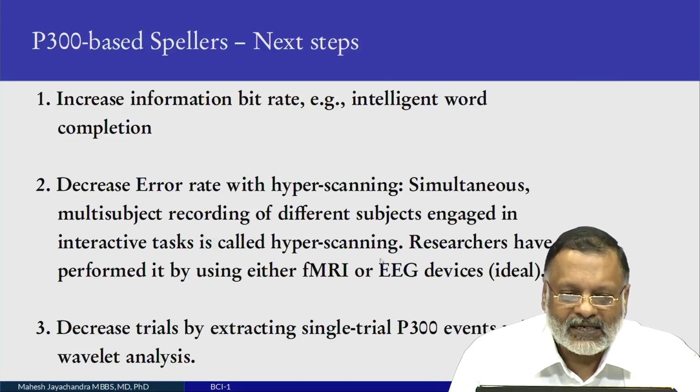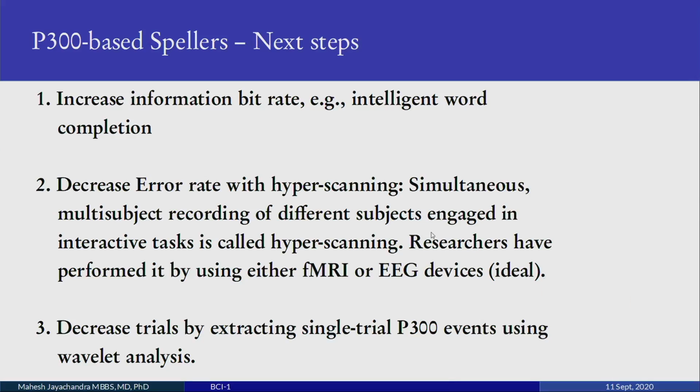The thing about BCI spellers is that right now the information transfer rate is very slow. One of the things which could be useful would be some kind of heuristic word completion, like what you have in cell phones. You're typing and then it completes the word. That would be really useful to increase the information transfer rate. The other thing is to decrease error rates. You use hyperscanning. Simultaneous multi-subject recording of different subjects is called hyperscanning, and researchers have done this by using either fMRI or EEG devices, which are ideal.